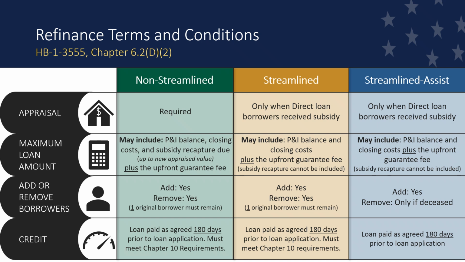All refinance options require that the loan has been paid as agreed for 6 months prior to the loan application. But the streamlined-assist option is the only option that does not require a full credit review and qualification per the Chapter 10 guidelines. All options allow for the borrower to refinance the principal and interest balance, reasonable and customary closing costs, and the upfront guarantee fee. If subsidy recapture is due and the borrower wants to include it in the new loan, they would choose the non-streamlined option. Subsidy recapture with the other two must be paid with other funds or subordinated to the new guaranteed loan.